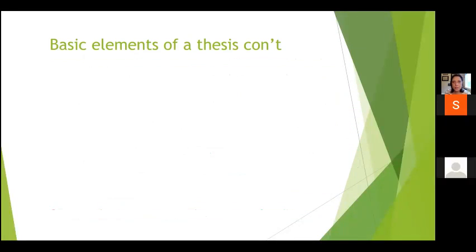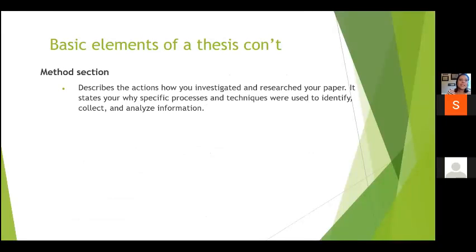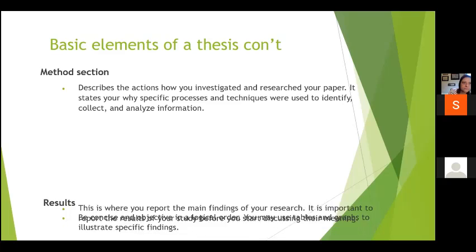So, basic elements of a thesis continued. The method section. This describes the actions, how you investigated and researched your paper. It states why your specific processes and techniques were used to identify, collect, and analyze information. Again, you want to try to use a lot of primary sources, and of course, you can also use some secondary, but you want to use a lot more primary sources.